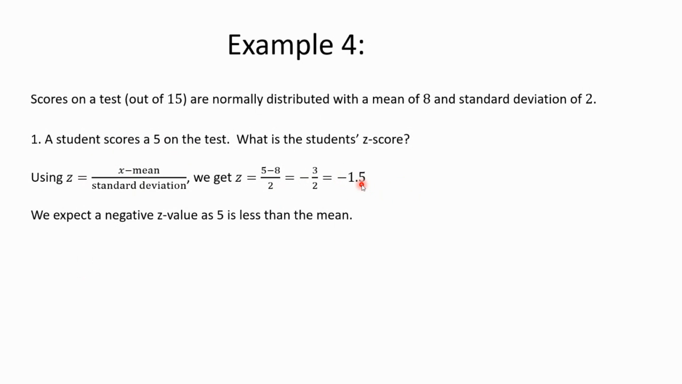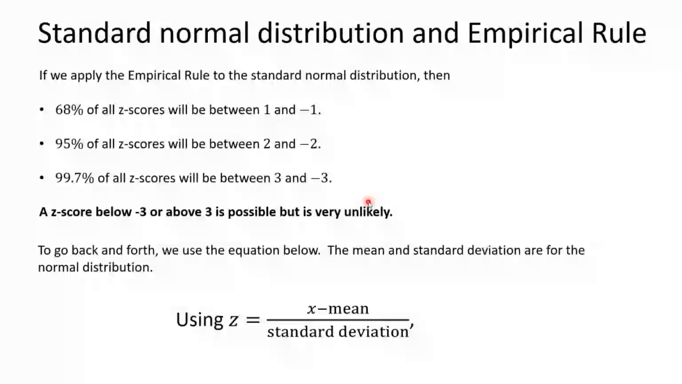And notice that since this is negative, this is less than the mean. And since it's negative 1.5, it's about 1.5 standard deviations less than the mean. So 5 is about 1.5 standard deviations from the mean of 8. Since it's about negative 1.5, if you went back to the empirical rule, it is possible, so it's not unlikely. If it was, say, negative 3.5 instead, then it would be a score that's unlikely.